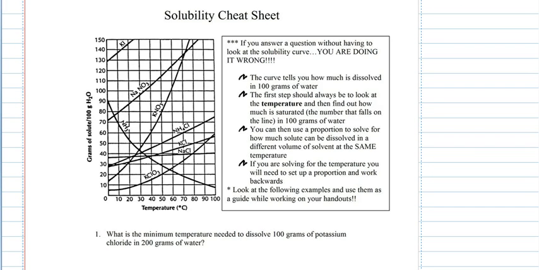Solubility curves, the curve never changes. So this here is the curve that you're going to always get. Just like your periodic table, it's always the same. And so what you really need to first understand is what the solubility curve tells you. And then we're going to go from that into calculations that we can do using the solubility curve.